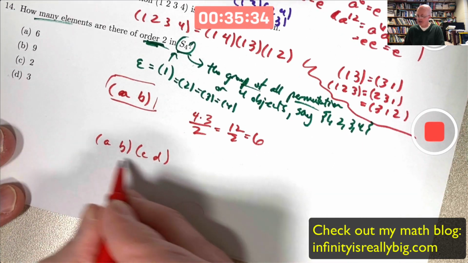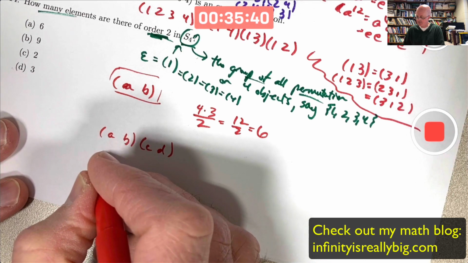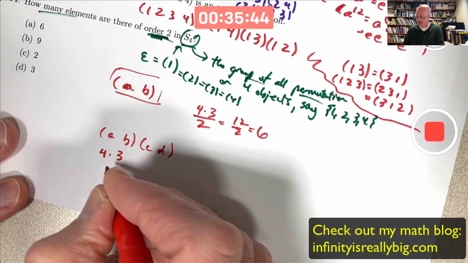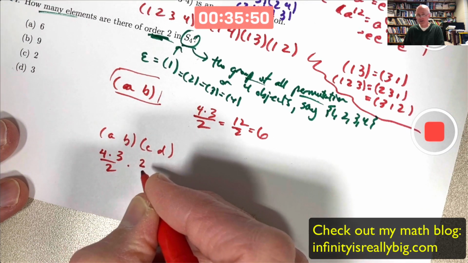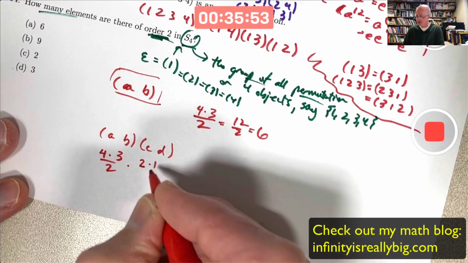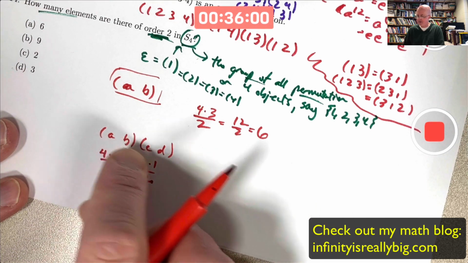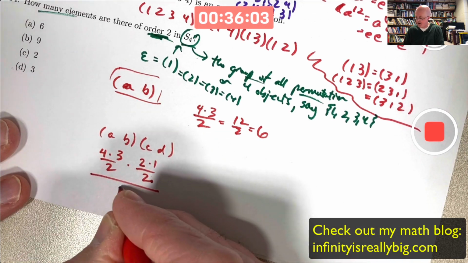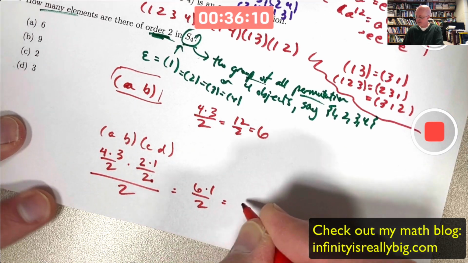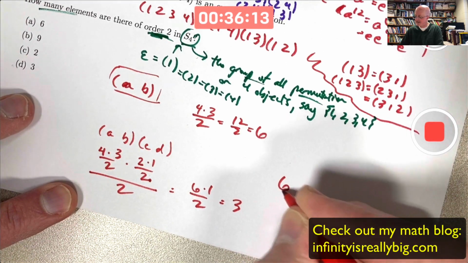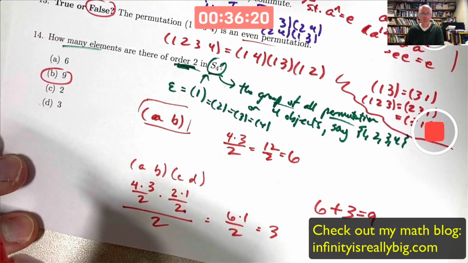Now the product of 2 disjoint 2 cycles. How many of these are there total? There are 4 choices for A, 3 choices for B, but again, each one like this can be written in 2 ways. Then you're left with 2 choices for C, since you want all these numbers to be distinct, and 1 choice for D, but again, there are 2 ways to write that. And because these cycles are disjoint, you could write them in the other order, so you divide by 2 again. This becomes 6 times 1 divided by 2, which is 3. The answer then is 6 plus 3, or 9. There are 9 elements of order 2 in S4. The answer is B.